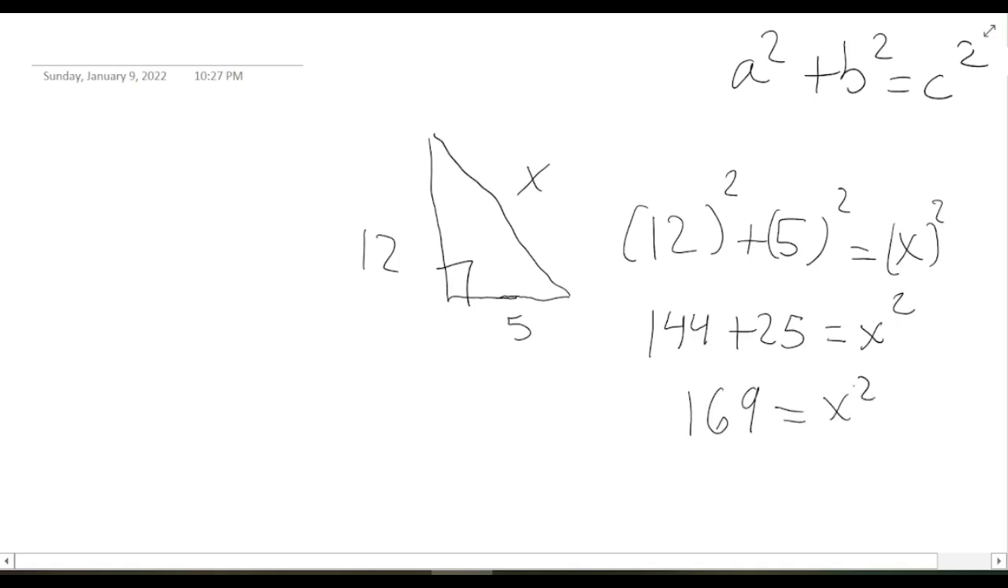169 equals x squared. And again, to get rid of this exponent, to get rid of this 2, all we got to do is find the square root, right? So what number, when you multiply it by itself, gives you 169? And our answer would be 13. And again, you can check your work with the calculator. Remember that the square root eliminates this 2, so we can just write x down here. So if our answer is x equals 13, we can rewrite this x as 13. So our missing side here is 13. So we have sides 5, 12, and 13.